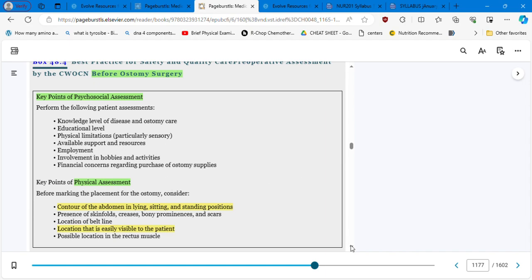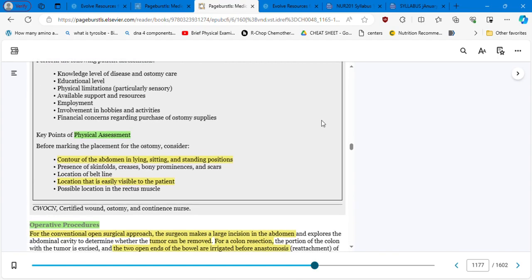This is all the assessment the nurse is going to perform in order to suggest where the stoma could be placed. Key points: physical assessment, contour of the abdomen in lying, sitting, and standing position, presence of skin folds, creases, bony prominences, location of belt line. Believe it or not, this is important. Location that is easily visible to the patient. Of course, if you have a patient that is obese with a distended abdomen, you are not going to suggest the placement of the stoma on an area that is not going to be visible for this patient, right?